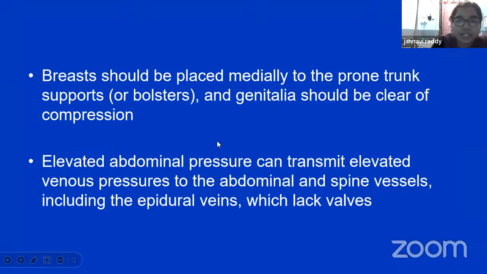Elevated abdominal pressure can transmit elevated venous pressures to abdominal and spine vessels, including epidural veins, which lack valves. So the prone position is mostly used for spine surgeries. If the abdominal pressure is elevated, it might transmit the pressure to the epidural veins, which causes increased bleeding in the surgical site.